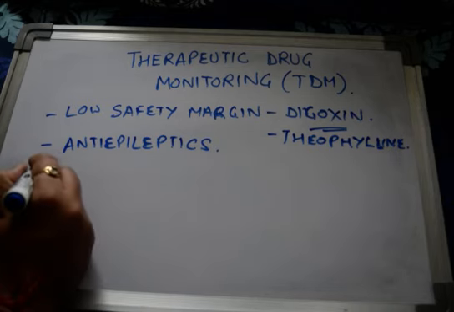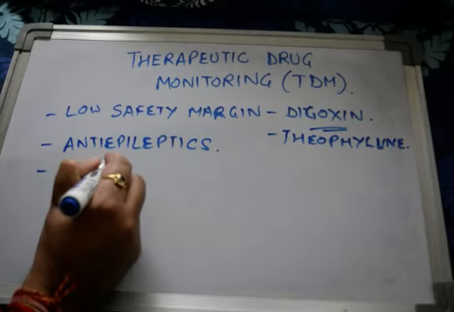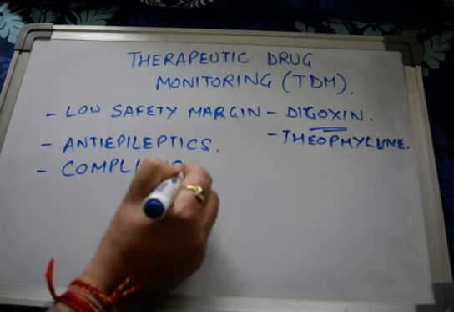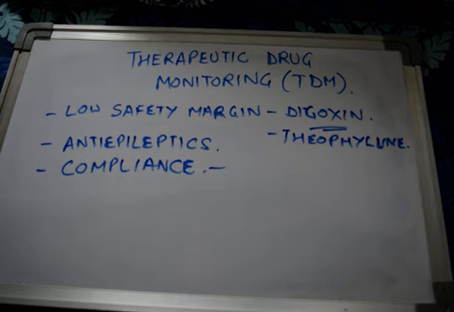Then, to check for compliance of the patient. Compliance is whether the patient is adhering to the regimen which we have asked him. Say for example, we have asked the patient to take a 500 milligram tablet twice a day, and the patient is not taking the medicine, or he is taking it only once a day. What do you expect? The levels which we expect would have been reached in that patient will not be there. So we can check for the compliance also.